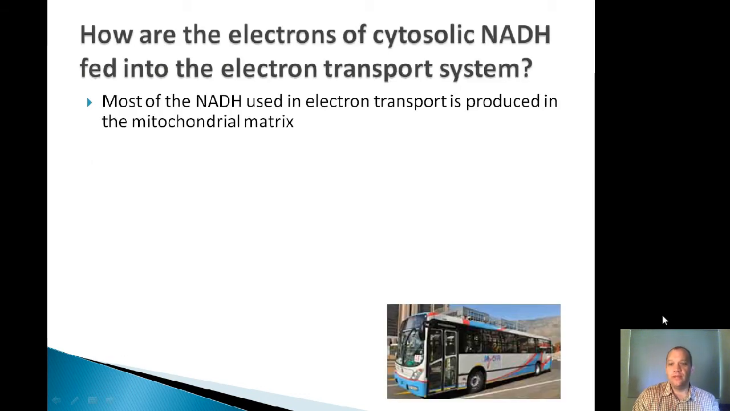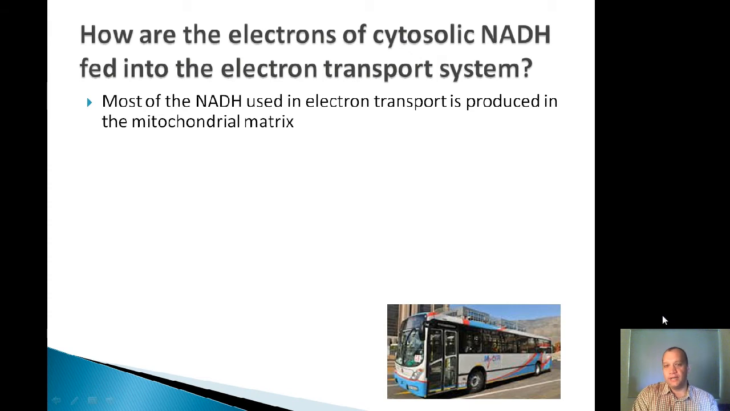Okay, so then we also need to still talk about the NADH that was formed during glycolysis. Now, most NADH used in electron transport is, of course, produced in the mitochondrial matrix. We spoke a lot about the TCA cycle, where most of the NADH is produced, and that NADH is already available in the mitochondrial matrix, and it can interact directly with complex 1 of the electron transport chain, the ETC.